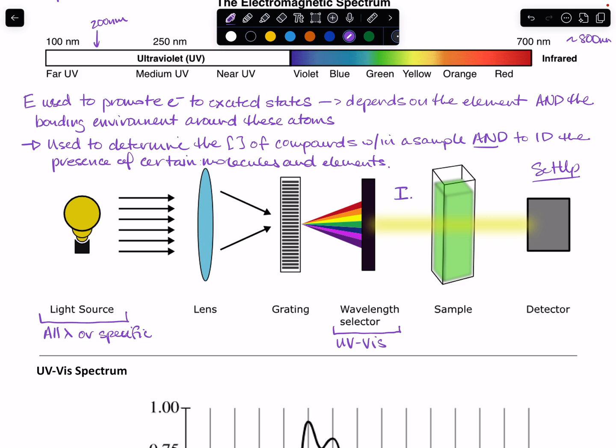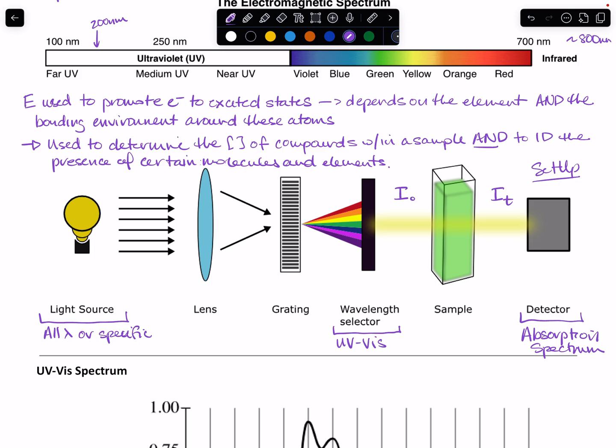As it comes out, we have the initial intensity of that light, and then we're going to measure the amount that gets transmitted through, which will be detected by our detector. And now we're going to produce an absorption spectrum. So that's going to be a little different than IR. IR produces what's called a transmission spectrum, where you have 100% transmission.